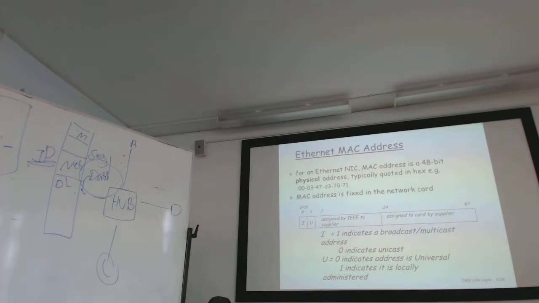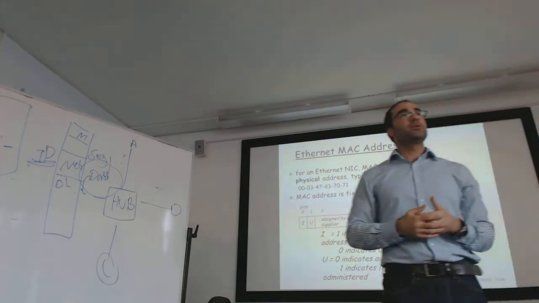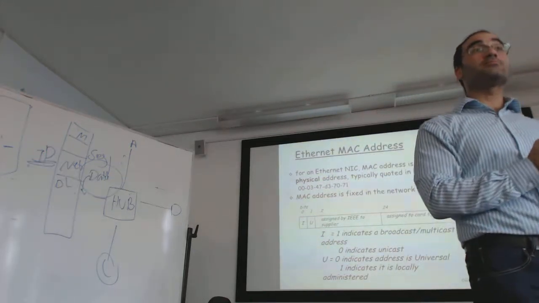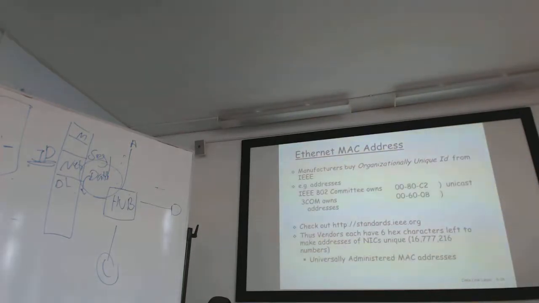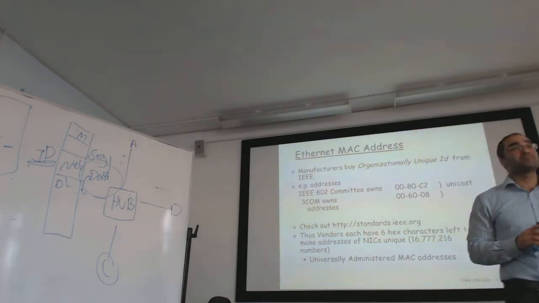So IEEE sold those to 3Com, sold them to IBM, and asked them to create those NIC cards to be produced for other people. An example of those: 3Com owns 006008 towards a specific range. Meanwhile, the IEEE 802 committee owns 0080C2. And again, these are owned by people, and then they distribute the other parts of it by creating new physical addresses. Again, these are hexadecimals. So we're dealing with around 17 million physical addresses. Count that up.